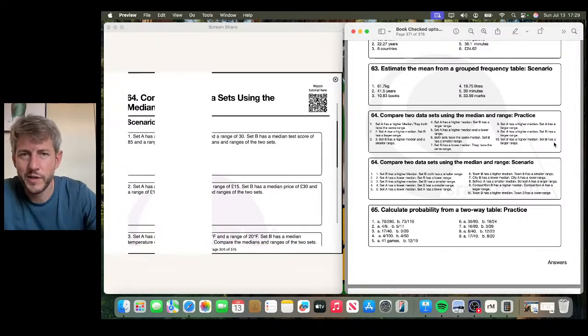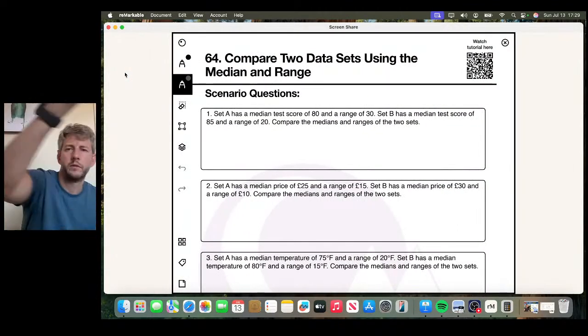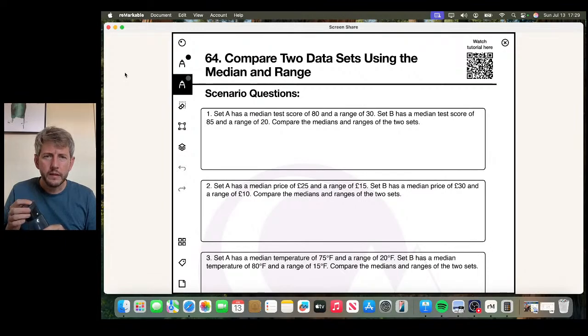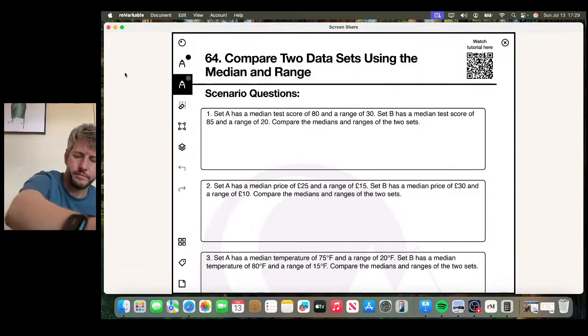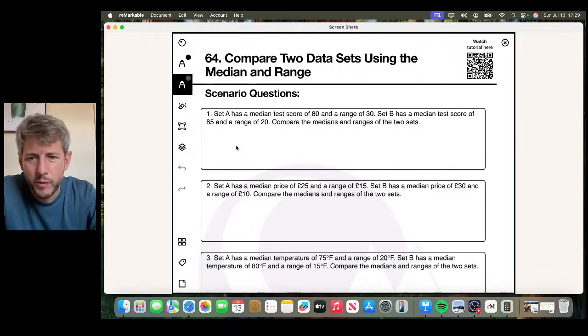Right, now to the scenario questions. Here we go. Right. Okay, right. I was going to say they don't seem much like a scenario, but because I've used set, but set A has a median test score of 80. We've said test though, I guess. Median test score of 80 and a range of 30. Set B has a median test score of 85 and a range of 20. Compare the median and ranges of the two sets.